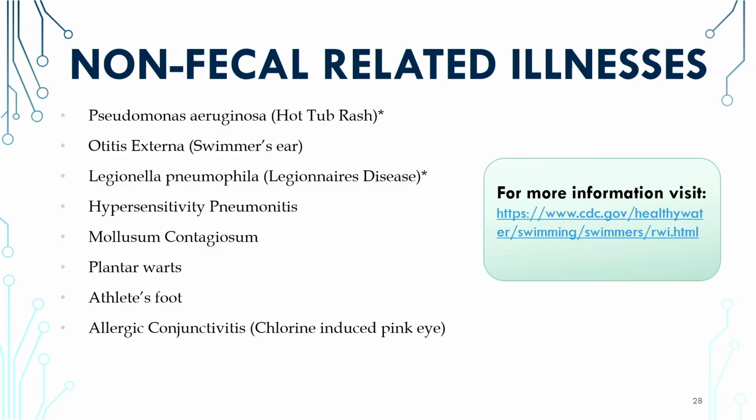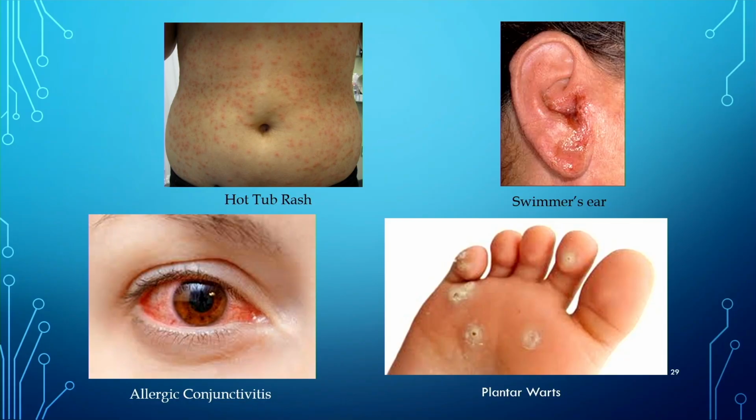Another aquatic risk is non-fecal-related illnesses. We have hot tub rash, which is an inflammation of hair follicles. Swimmer's ear, which is an infection of the ear canal. Legionnaires' disease, which is a type of pneumonia. Hypersensitivity pneumonitis, an allergic alveolitis, which is inflamed lung alveoli from inhaled organic dust. MRSA, methicillin-resistant Staph aureus, is a superbug that causes difficult-to-treat infections resistant to antibiotics. Molluscum contagiosum, plantar warts, athlete's foot, and allergic conjunctivitis, also known as pink eye. And here are some pictures of those.